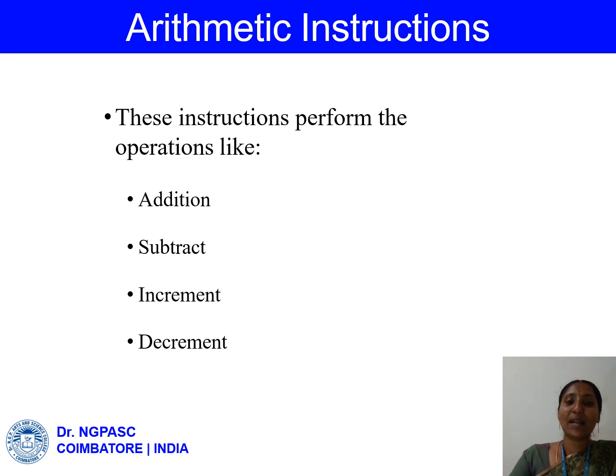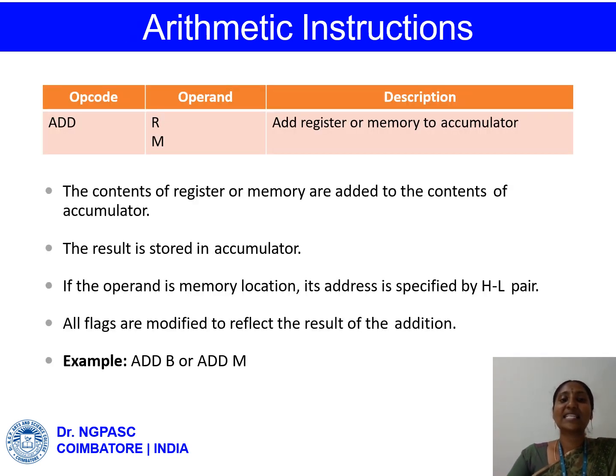Coming to increment and decrement, increment or decrement can be performed on any register or any memory location by 1. We see an example for arithmetic instruction. First one is addition. ADD B. Here the content in B is added to the accumulator A, and the result is again stored in the accumulator. This is the work done by an add instruction. We can add from a register or from a memory location.